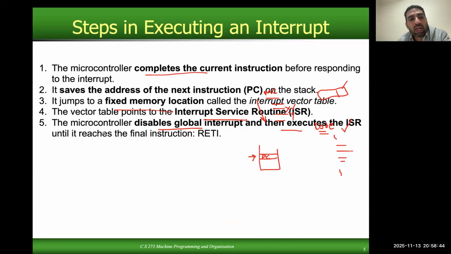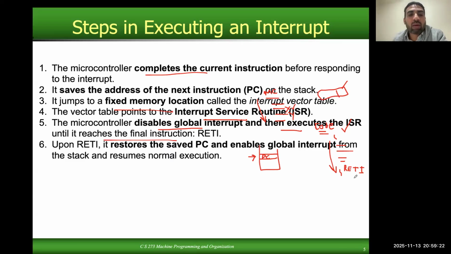And then it will execute the ISR, which basically means this code here, until it reaches the final instruction. Remember that whenever we have a code responsible for taking care of an interrupt, which we are naming the interrupt service routine, the last instruction is always return I, RETI. Just like the last instruction in the body of a function is return, similarly the last instruction in the body of an ISR is return I. So it will execute all these instructions until it finally reaches the return I instruction.